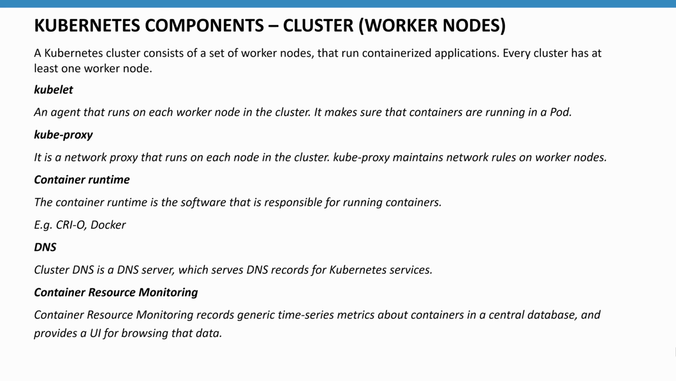DNS. It's a DNS server. It is sitting on the worker node. This serves DNS records for the Kubernetes services you create for your applications. Container resource monitoring records generic time series metrics about containers in a central database, and you can also get a UI for browsing the monitoring data.